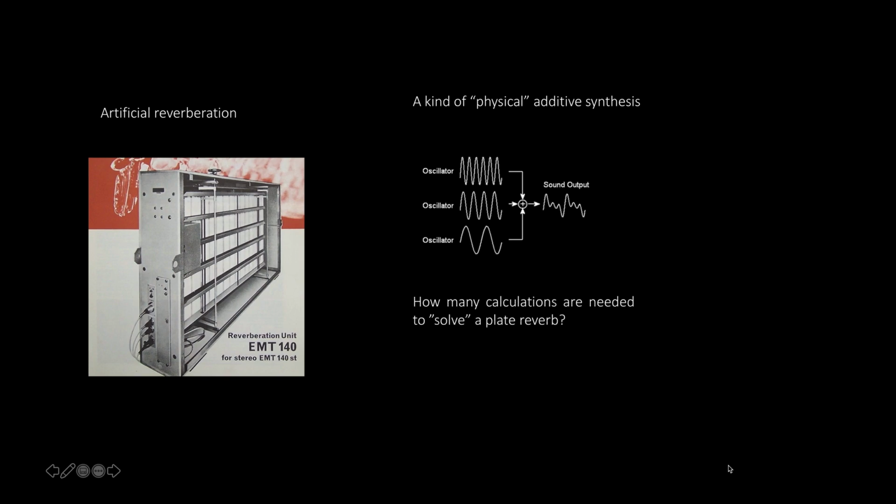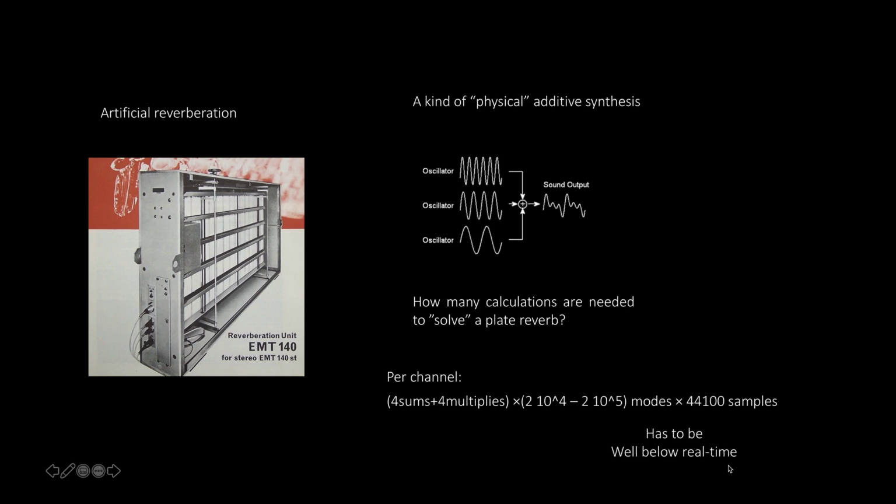So how many calculations are needed to solve the plate reverb? You need, in its basic form, at least 4 sums and multiplies times a number of modes, which ranges from 20,000 to 200,000, depending on size and material and whatnot. And you need to do that at the sample rate, so in this case, 44.1 kilohertz. So that's a lot of calculations, right? And it has to work well below real time. So obviously there is some kind of optimization that has to go into this algorithm.